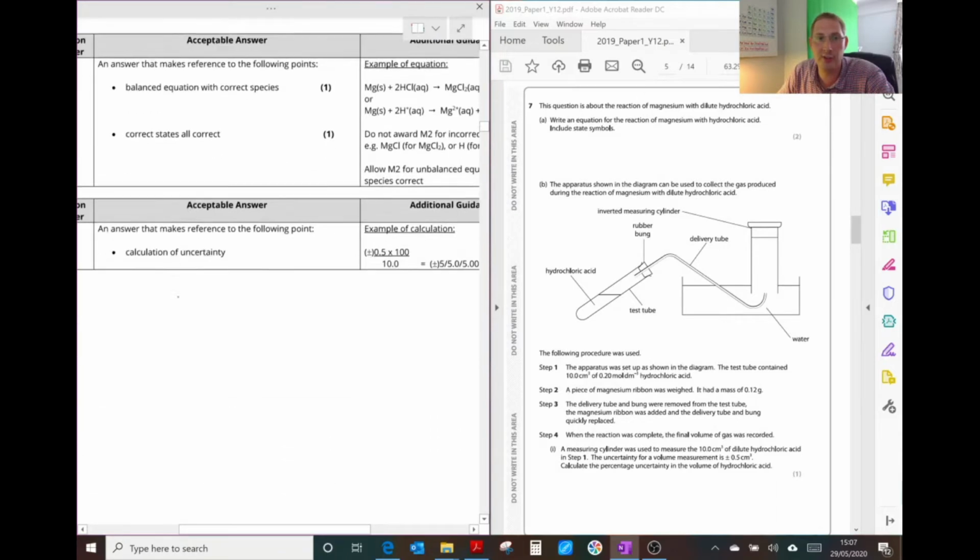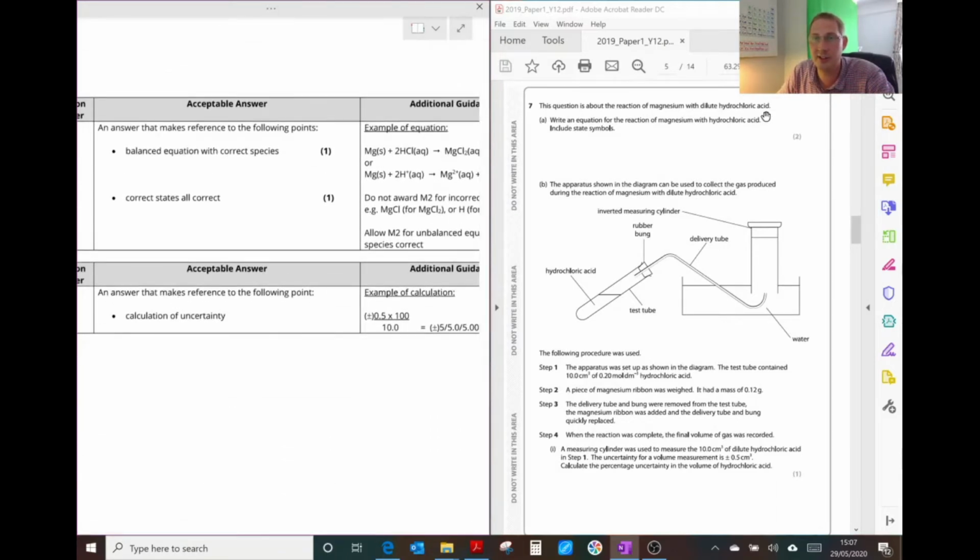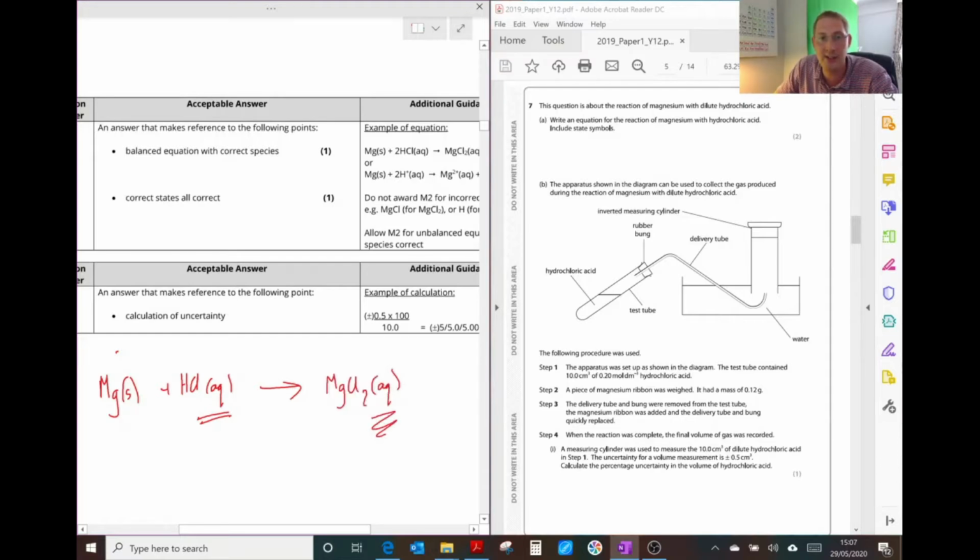Right, we've got a reaction of magnesium with dilute hydrochloric acid. Write an equation for the reaction of magnesium with hydrochloric acid. Include state symbols. So magnesium solid plus HCl aqueous. The only time we ever say concentrated for an acid is when we really are using that super concentrated sulfuric acid for the group 7 redox equations. That's forming MgCl2 aqueous. Again, you need to know that chlorides are soluble with very few exceptions.